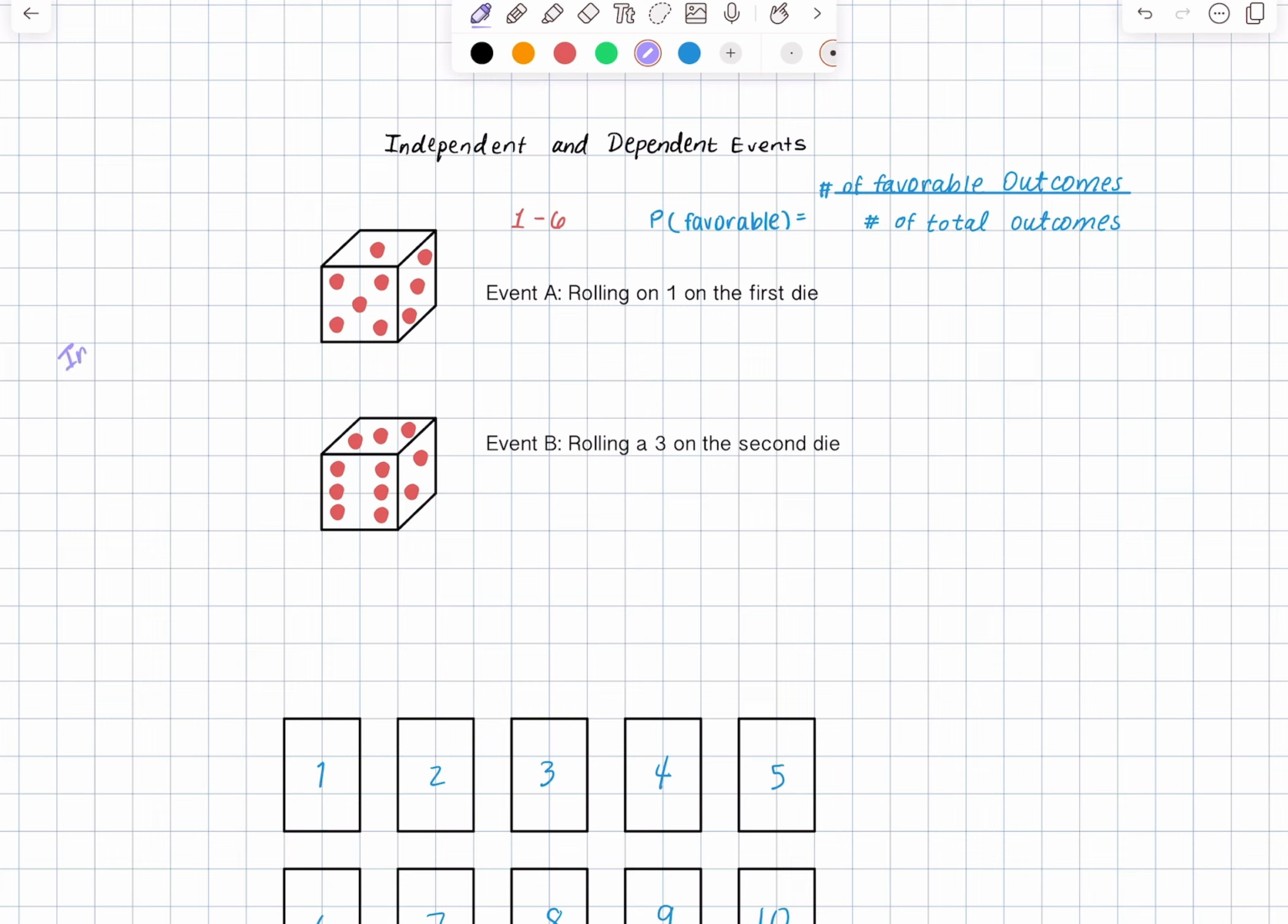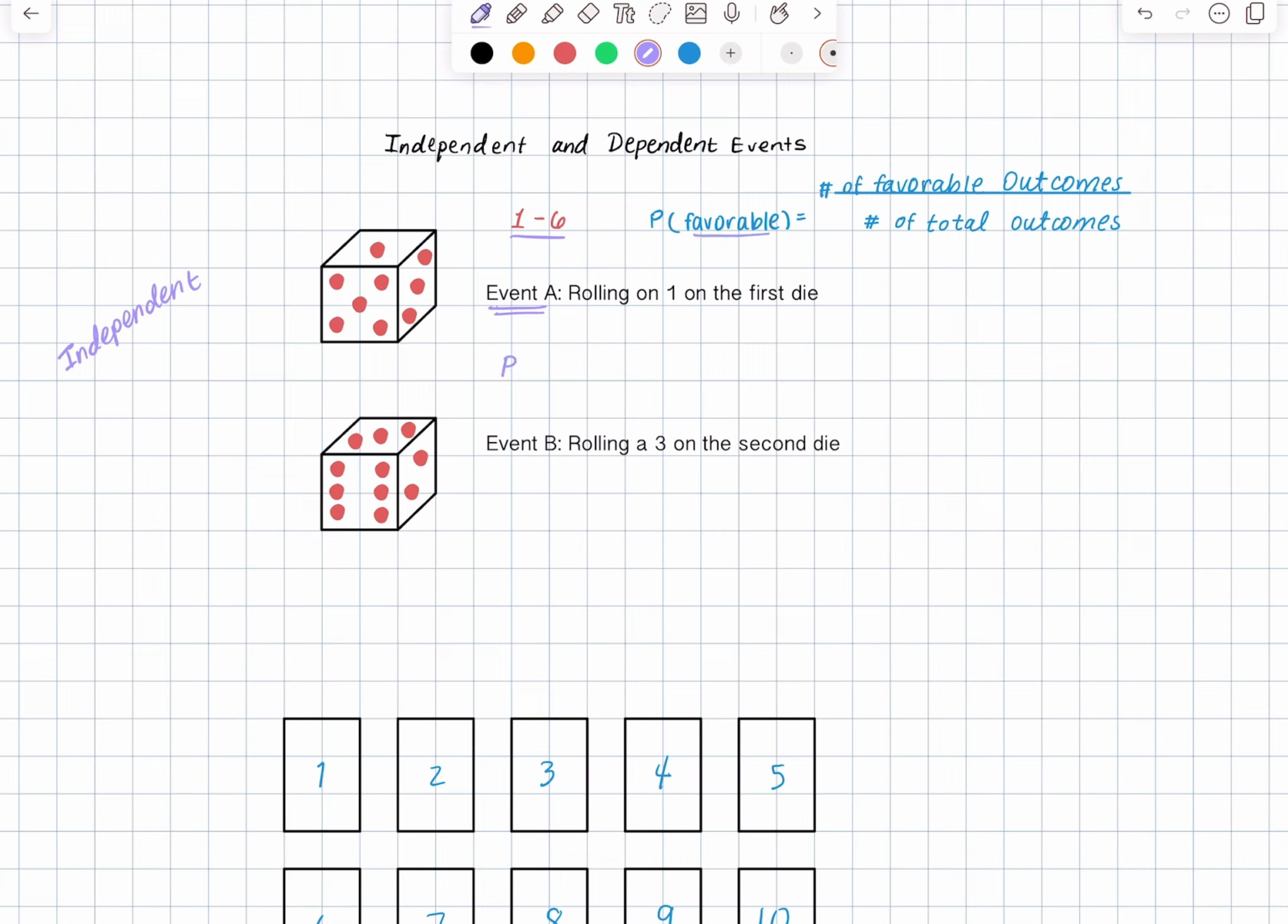And this is going to be independent. So let me write that to the side. Independent. And I'll explain why it's independent in a second, but let's see this here. We have a die and an event A: rolling a 1 on the first die. In every 6-sided die, we have 6 numbers, 1 through 6. So let's write a probability statement for this.